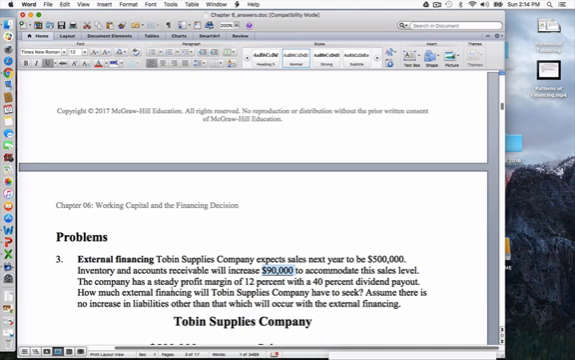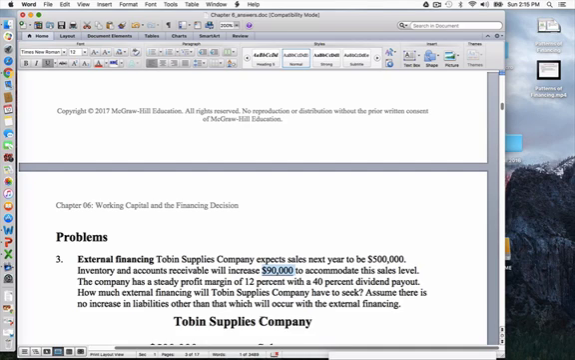So, in other words, you have to calculate their profits, which we learned is net income, and then you have to subtract the dividend payout, and then see if you are below this increase in inventory and accounts receivable, then you have to borrow the rest. If you are above, then you are good. You have enough money to finance your sales growth to 500,000. So let's see. We have to know how much profits they make. Do we have net income?